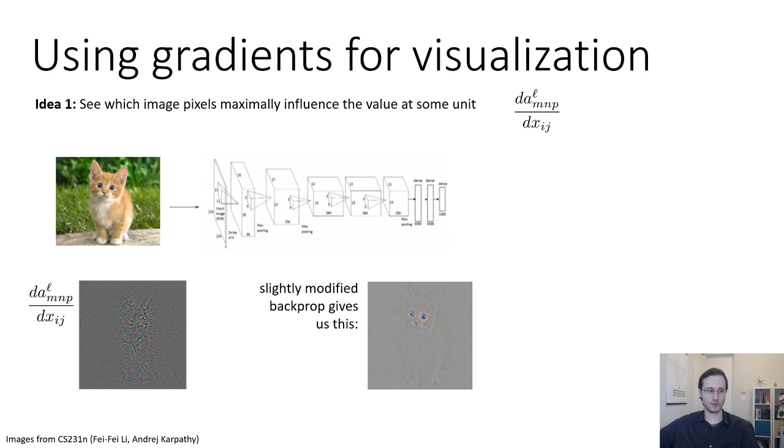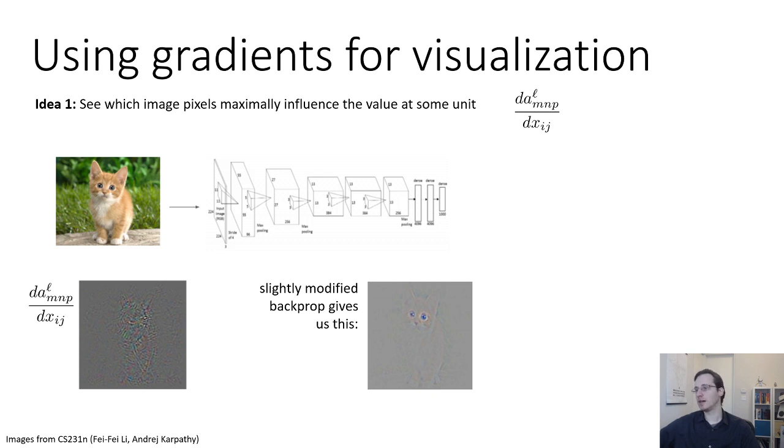However, if you slightly modify backpropagation, you can actually get this picture. I'll tell you what this modification is in a second, but in this modified picture, it's now a lot clearer what this unit is looking for. You can see that most of the grass in the background doesn't show up, and mostly this unit is emphasizing the cat's face. So it's looking a lot more at the cat's big eyes and nose and so on, and it's not paying as much attention to everything else.